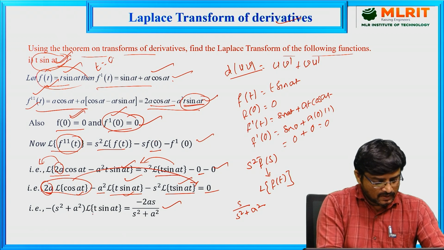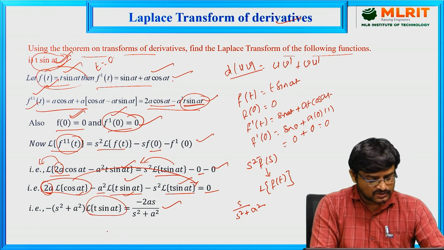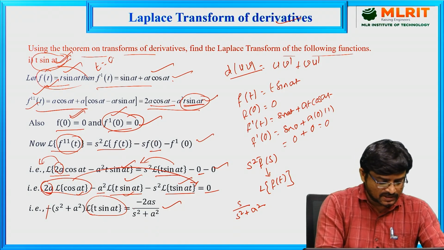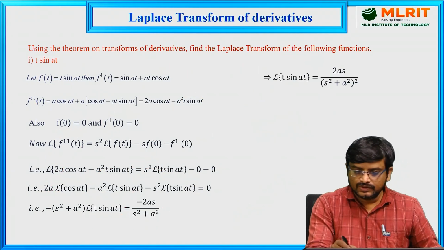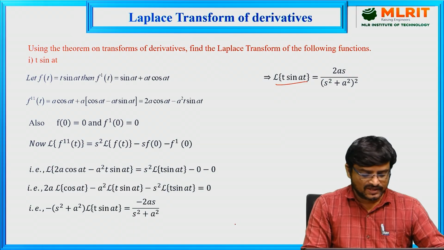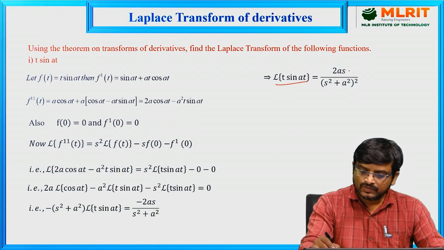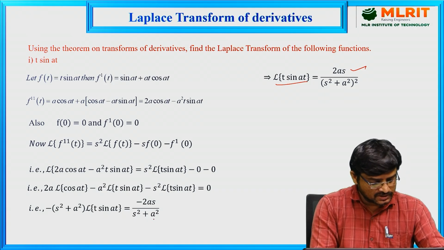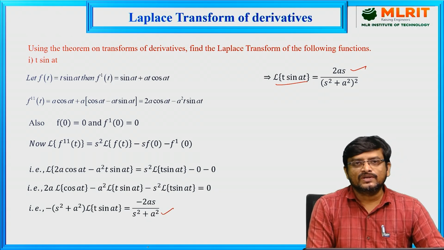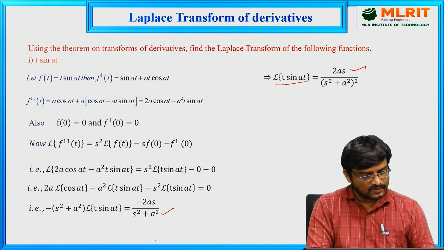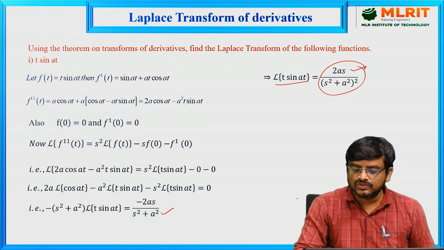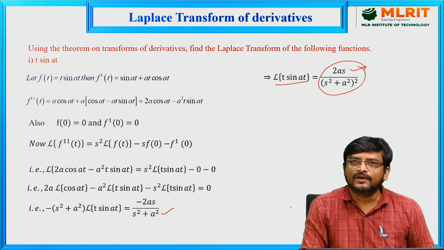Now we want the Laplace transform of t sin at, so send this coefficient to this side. This minus and this minus get cancelled. So you will get the Laplace transform of t sin at equal to 2a s by, if you bring this denominator s square plus a square to this side, it becomes a denominator. Already here you have s square plus a square, so once again we get another s square plus a square. So we can take it as s square plus a square whole square in the denominator.